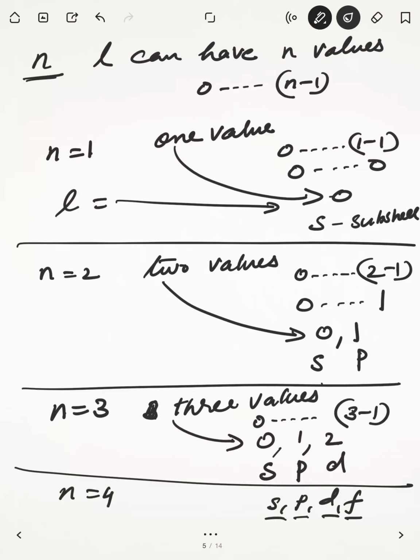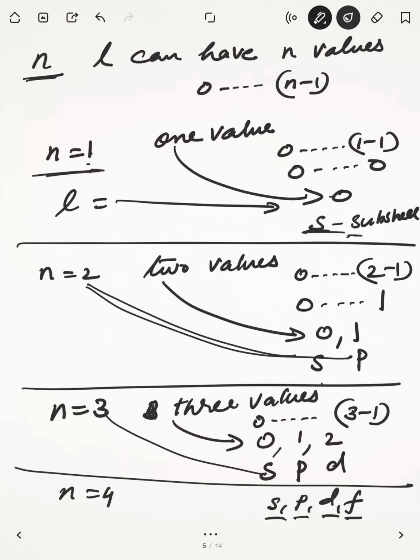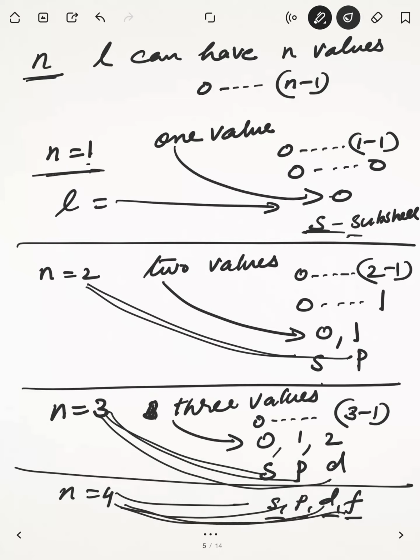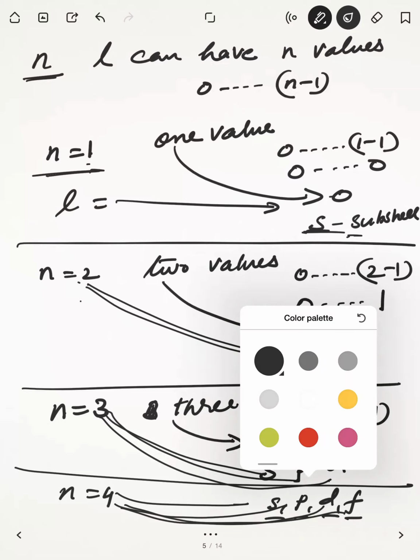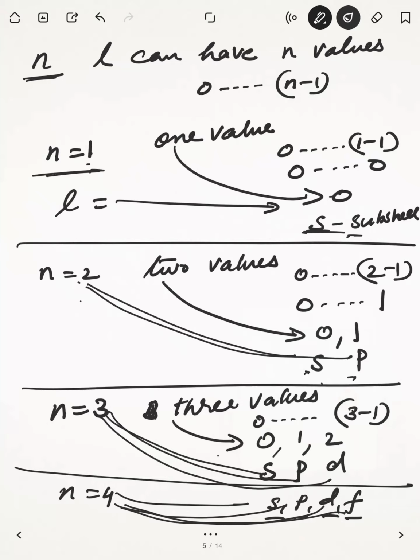Now you see, when n is equal to 1, only S. So we denote this subshell as 1S. Here 2S, 2P, 3S, 3P, 3D, 4S, 4P, 4D, 4F. In this way, we denote the subshells. 1S, there is no 1P, there is no 1D. 2S, 2P, there is no 2D. 3S, 3P, 3D, there is no 3F, like that.